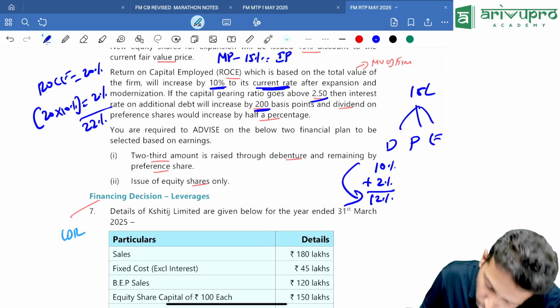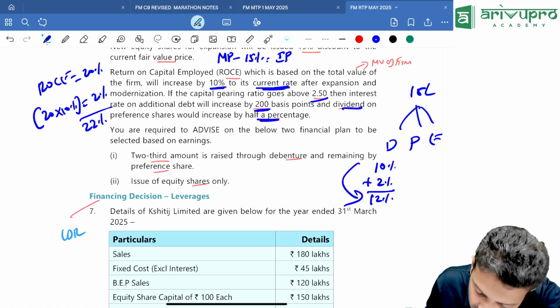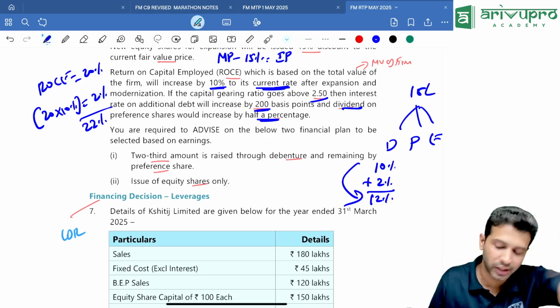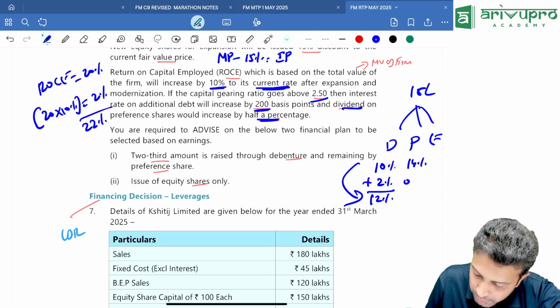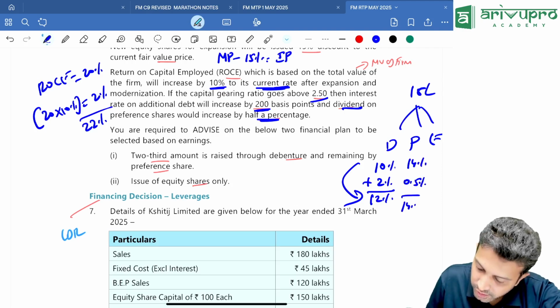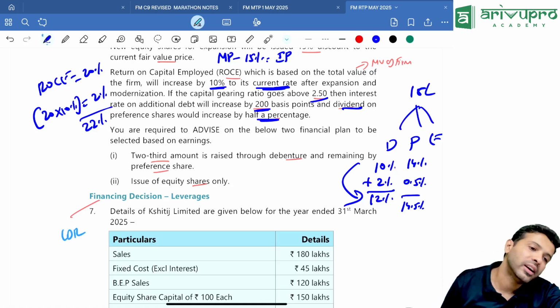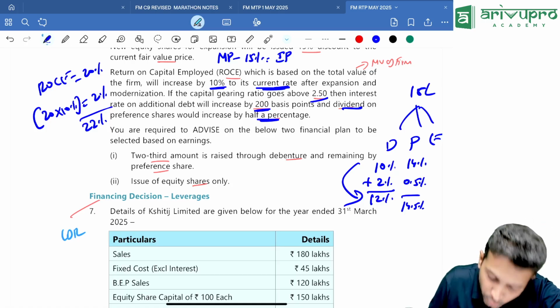Only that? Or even the dividend on preference shares would increase by 0.5%. Currently, the preference dividend rate is 14%. Will it stay 14 or will it increase? It will increase and it will become 14.5%.